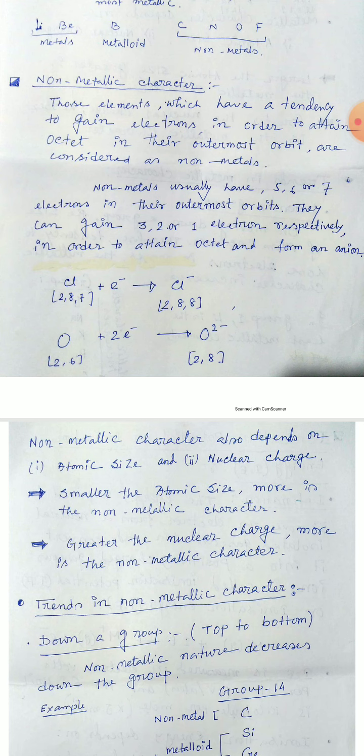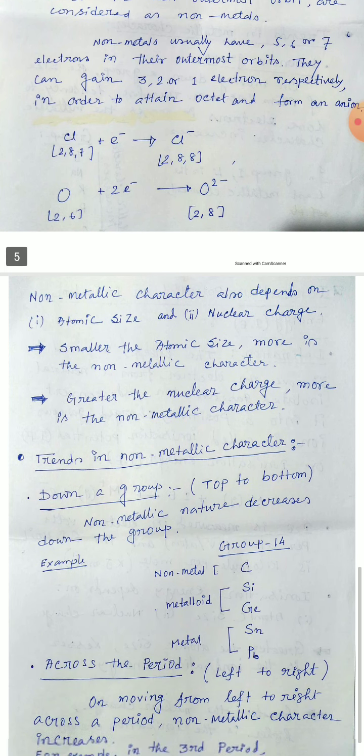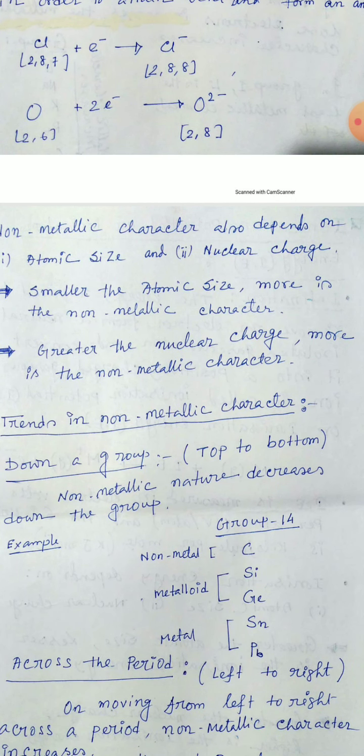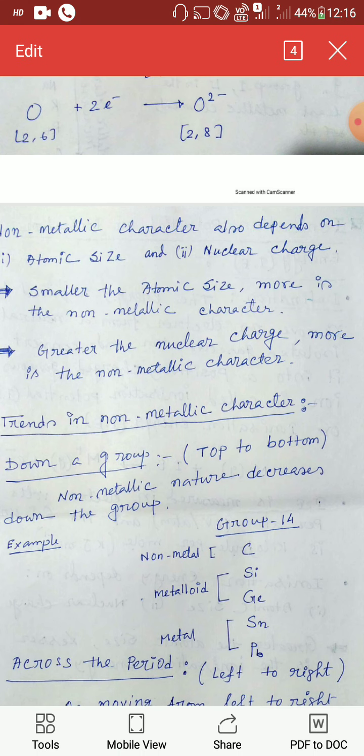Now similarly for oxygen, electronic configuration 2, 6 because atomic number is 8, it will gain 2 electrons to form O2 minus. If one electron is gained, 1 minus, for example Cl takes 1 electron to form Cl minus. Oxygen accepts 2 electrons to form O2 minus. Okay. Now non-metallic character also depends on two factors: nuclear charge and atomic size.